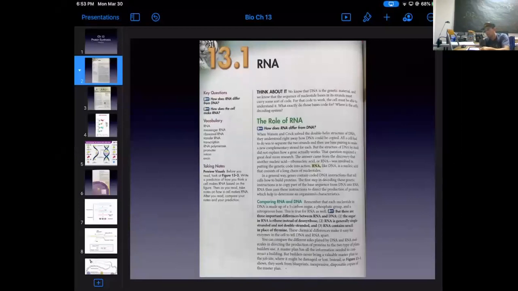Okay. Here we are. We have two key questions in this section. How does RNA differ from DNA? You've done a lot of talk about DNA, but what is different about RNA? There are actually three main differences we're going to go over. And the second question is, how does the cell make RNA?